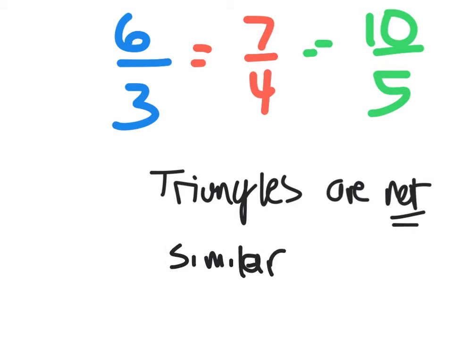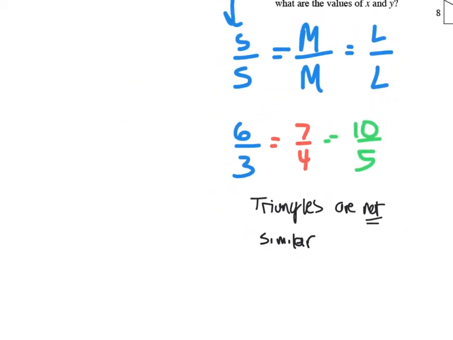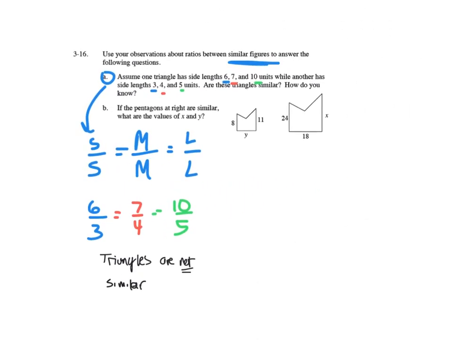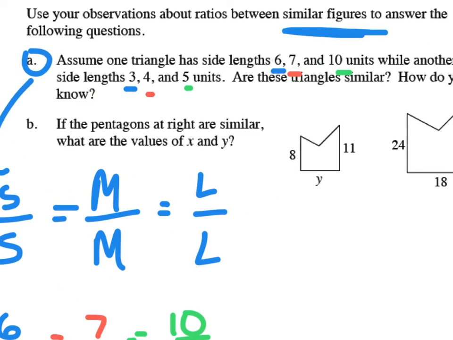Because they do not have a constant scale factor. They don't have the zoom factor being the exact same between all of the corresponding sides. So all of those ratios would need to equal 2 in order for us to know that those two triangles are similar.